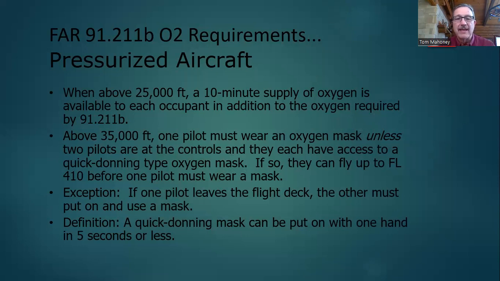So when we're flying the aircraft above 25,000 feet indicated altitude, a 10-minute supply of oxygen is available to each occupant in addition to the oxygen required by 91.211(b). If we're going to fly the aircraft above 35,000 feet, one pilot must wear an oxygen mask unless two pilots are at the controls and they each have a quick donning oxygen mask.